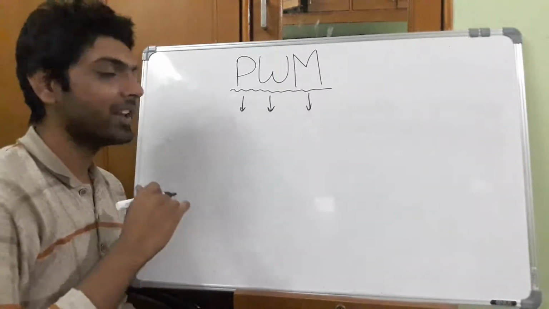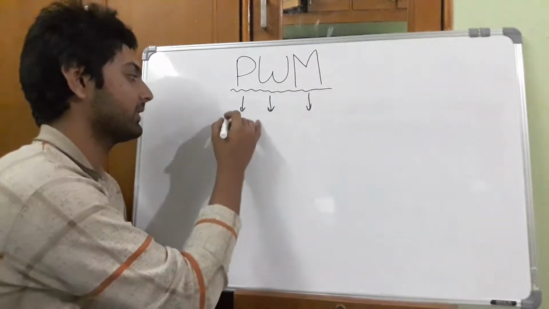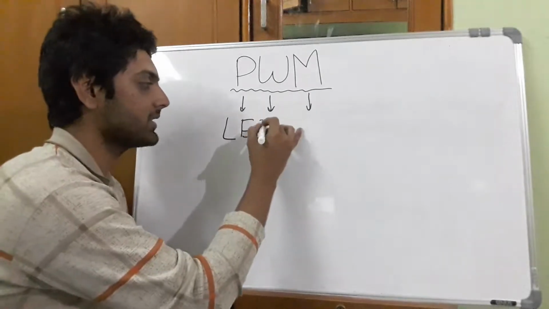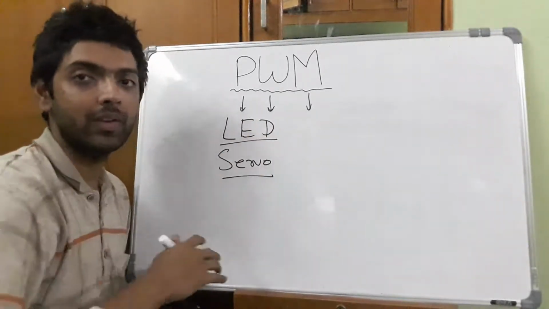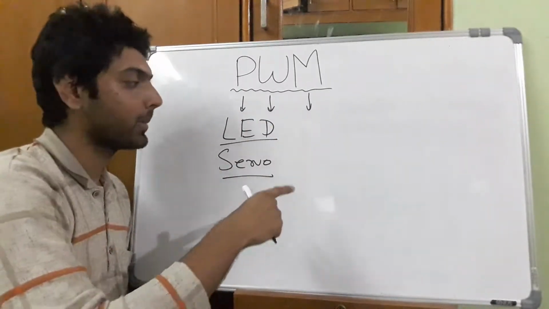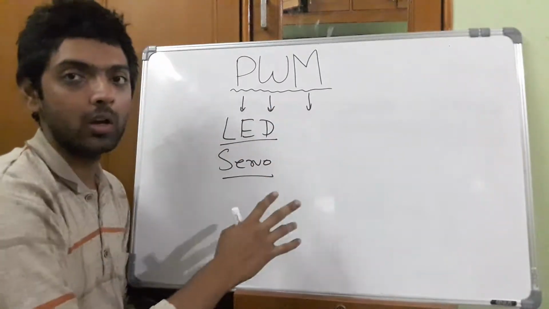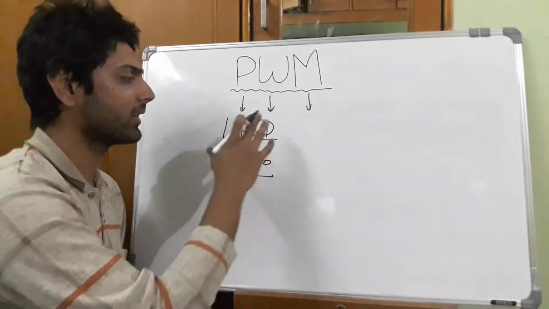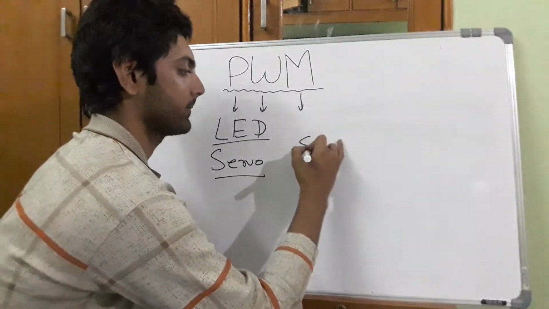And there are specific components which actually work on PWM. Mostly we use LEDs and we use servo motor. These two things that we generally use work on PWM. They do work on PWM, but the concept and the range is different. So that is what we are going to talk about. Now mostly our LEDs or our servo motors work at 50 Hertz.